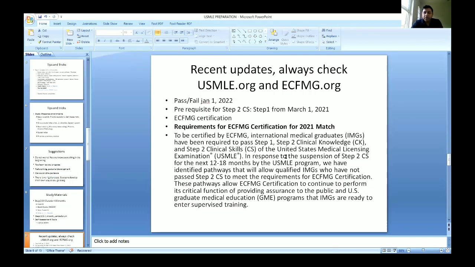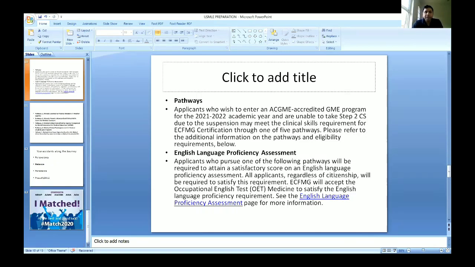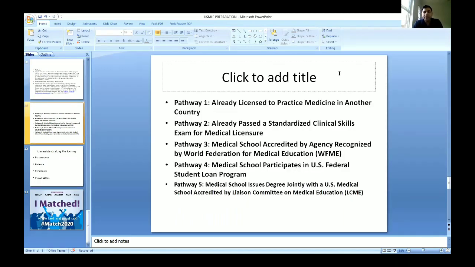There are a few pathways. What I found for us people in Nepal is that everyone of us has a medical license given by the Nepal Medical Council. There are 5 pathways here, and I will come back to the other slide as well. For us, pathway 1 works: already licensed to practice medicine in another country.